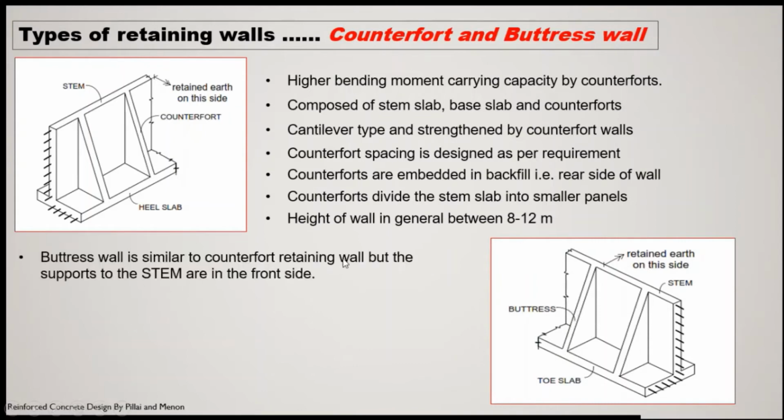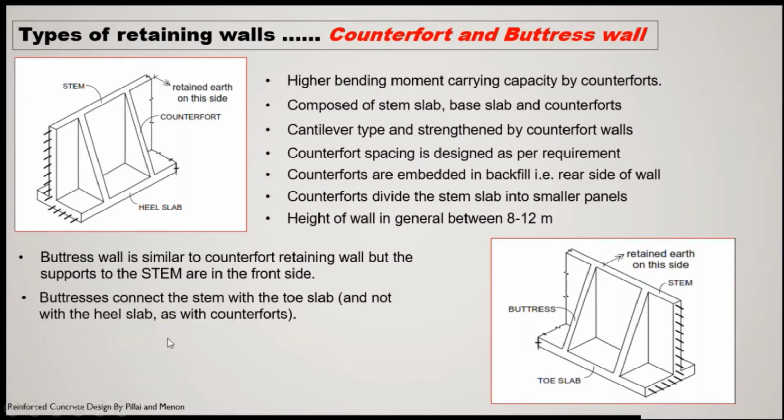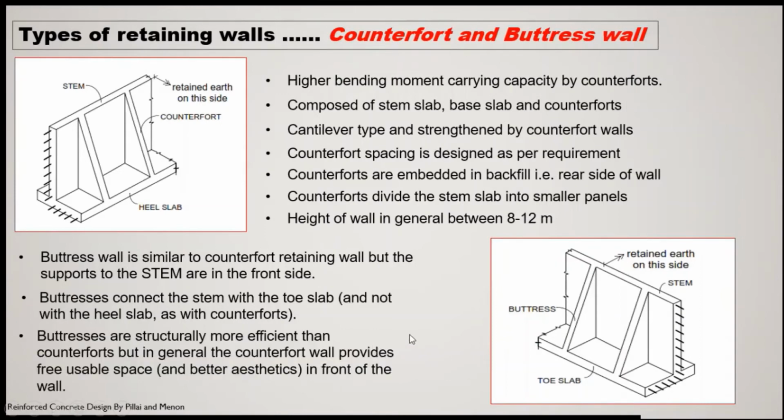A buttress wall is similar to a counterfort retaining wall, but the supports to the stem are on the front side, as already discussed. So buttresses connect the stem. Now what are buttresses doing? They are connecting the stem with the toe slab, but in this case counterforts connect the stem slab with the heel slab. So this is the basic difference between them. Buttresses are structurally more efficient than counterforts, but in general, counterfort walls are provided.